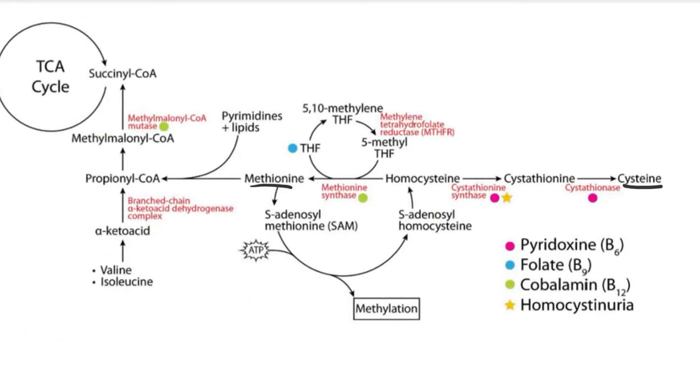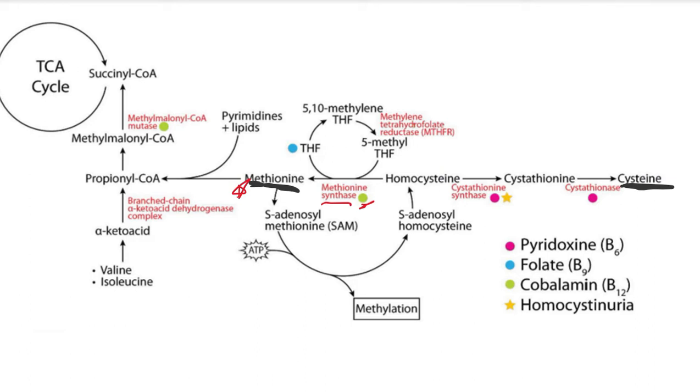To understand this vignette, it's important that we understand the metabolism of homocysteine. Homocysteine can either be converted into cysteine or methionine through a series of enzymatic reactions. For the purpose of this vignette, we're going to look at the conversion of homocysteine into methionine. A series of enzymatic reactions are coupled to this conversion, such as the enzyme methionine synthase. Methionine synthase requires the cofactor cobalamin, or vitamin B12, as indicated by this green circle.